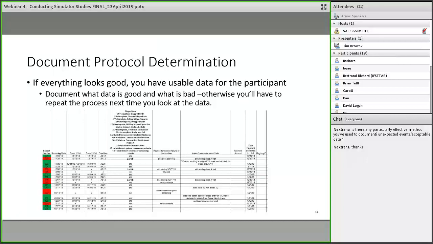And so we go through and we use some color coding and some additional codes to indicate that data was valid or not valid. And so this obviously hides some of the important information.